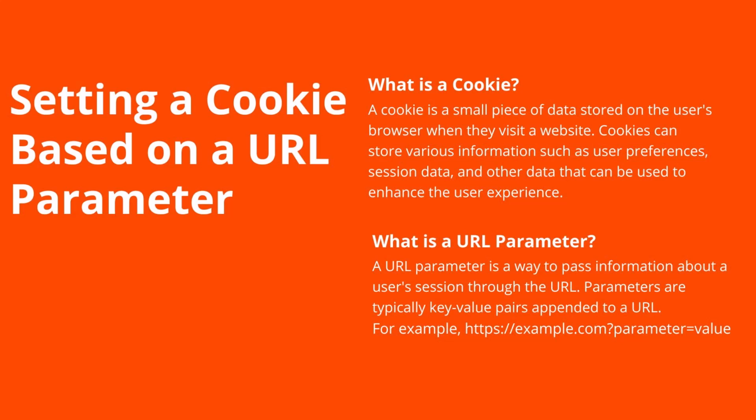Parameters are typically key value pairs appended to a URL. For example, if you have a domain example.com, you could add a question mark and then the parameter and then equals the value. And we'll go into an example of this shortly.